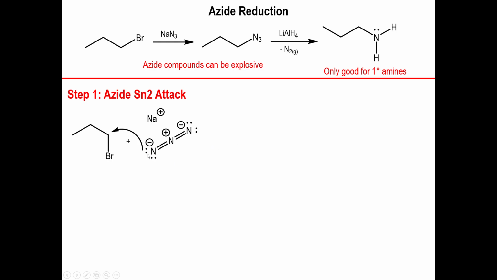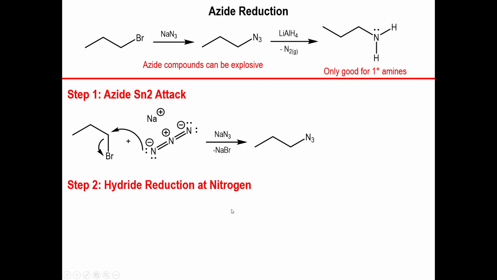So one of those external nitrogens attacks your electrophilic carbon, breaking the carbon halogen bond and then producing your azide molecule. Okay, so that's how we get to this thing here. Now, on a separate step, so this will be like a sequential reaction, right? You now introduce your reducing agent, your lithium aluminum hydride, right?